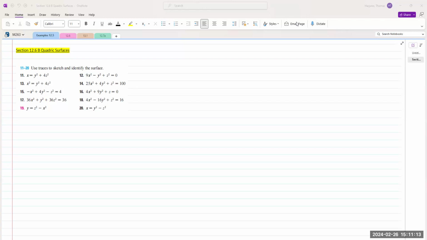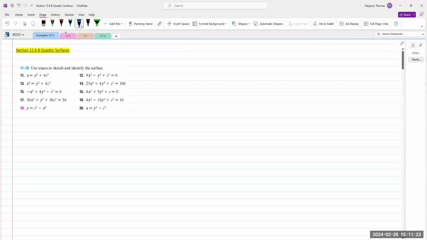Now let's start. The way I will explain this, I will not really answer the questions like our textbook wants us to do. For example, in this part they want us to use traces. I will not use the traces method, but I will try to teach you a way so that you can identify what that surface looks like. We will not sketch it in detail, just get some idea.